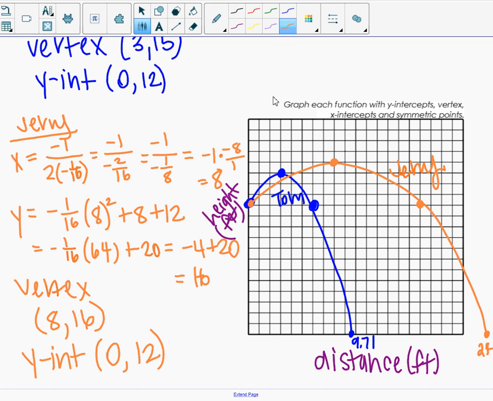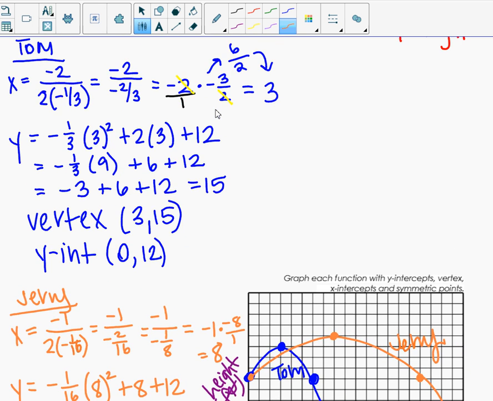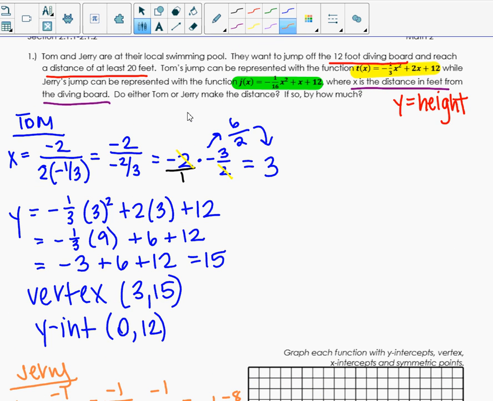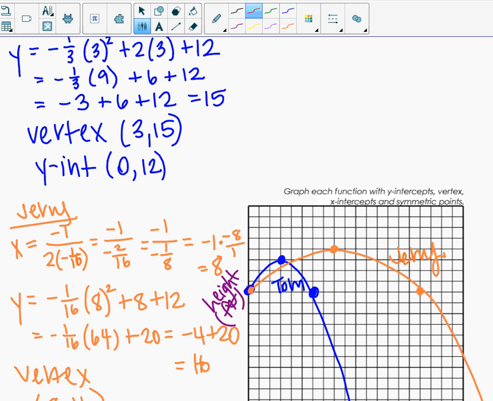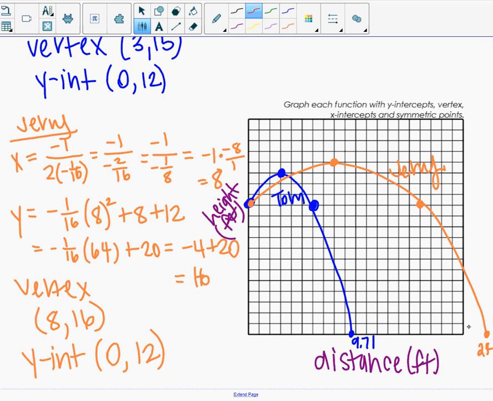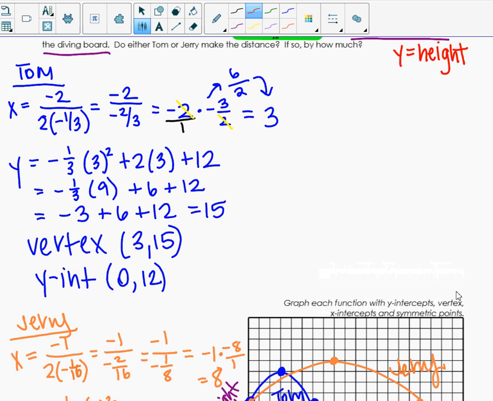Now, the question was, do either Tom or Jerry make the distance? If so, by how much? A couple things you guys pay attention to, not only the first question, but the last question. You remember we want these answered in complete sentences. So here you can clear, remember we wanted to go 20 feet, which is right here. Okay, so Jerry very clearly made the distance, whereas Tom did not. So we're going to say Jerry made the distance by 4 feet, because it says if so, by how much.